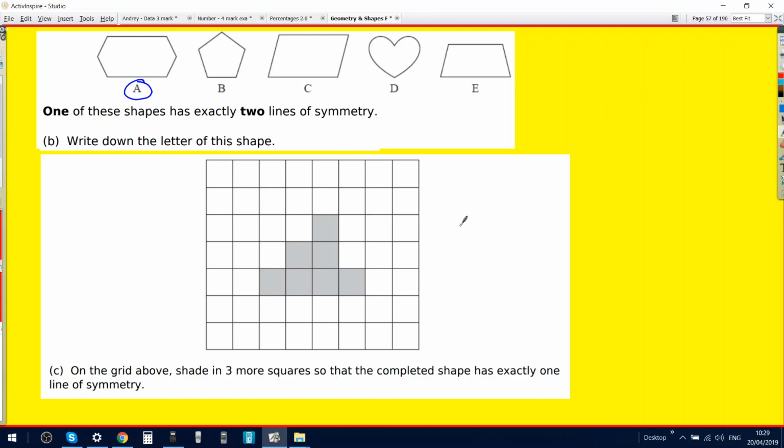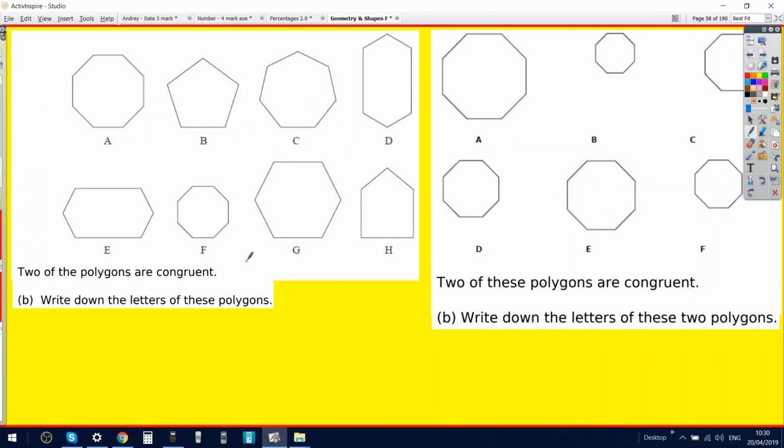Okay. How about this one down here? On the grid, shade 3 more squares so that the completed shape has exactly 1 line of symmetry. So you could shade in the box that is just above the second one from the top. So just there, and then the 2 above it, and then you have a line of symmetry going down. That's it.